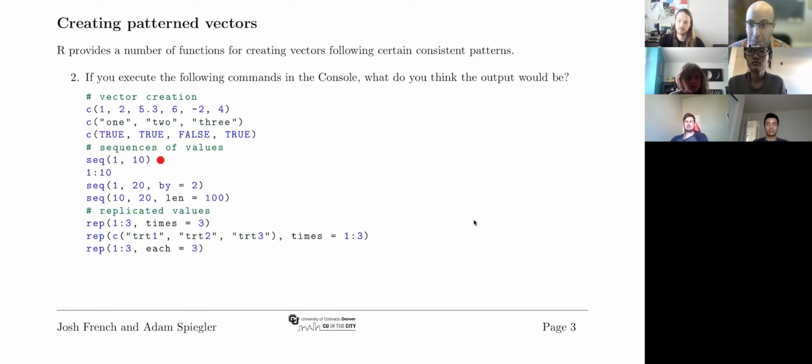Sequence 1 through 10. It'll give you 10 digits starting at 1 and ending at 10. Yeah. What do you think this 1:10 would do over here? Would that do the same thing? I think that does the same thing. Yeah. And if you're unsure about it, just play around with this in the terminal. You could do this from a console. I realize I'm not sharing mine, but if you want to check this out, seq(1, 10), right? That gives me the integers 1, 2, 3, 4, 5, 6, 7, 8, 9, and 10. And 1:10 gives me the same exact thing, right?